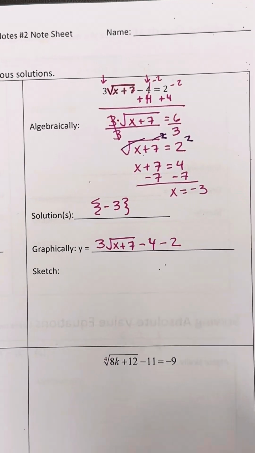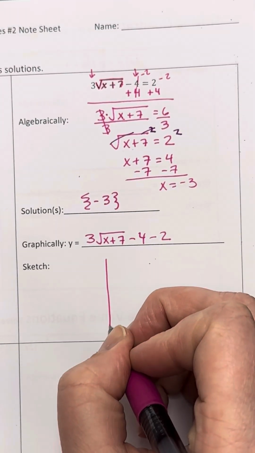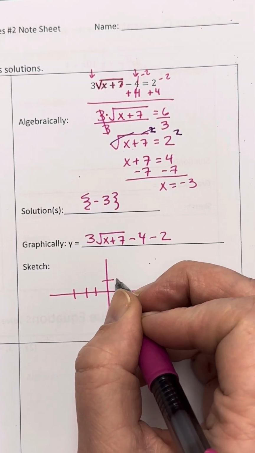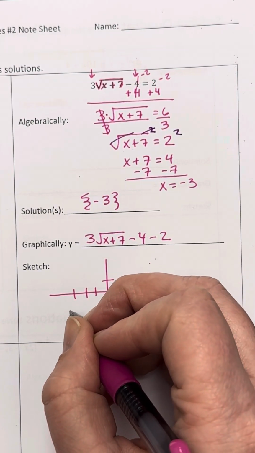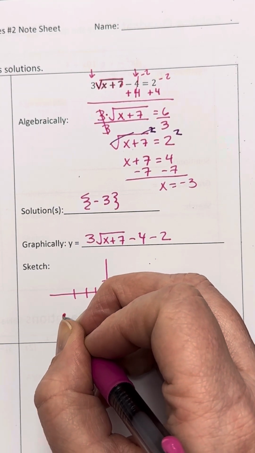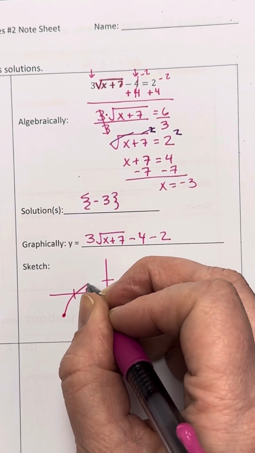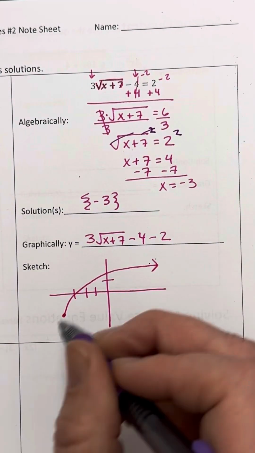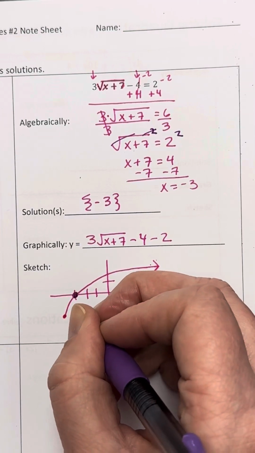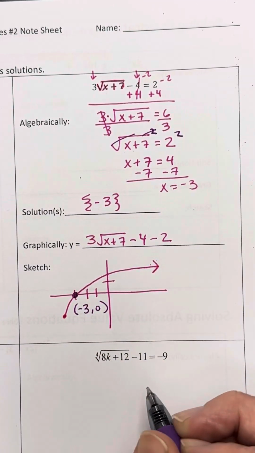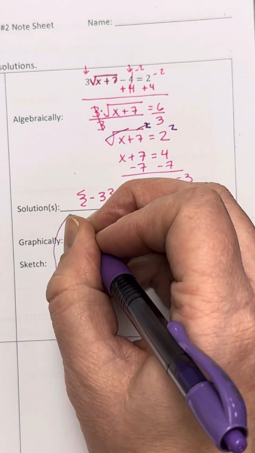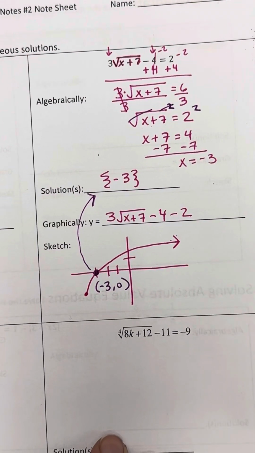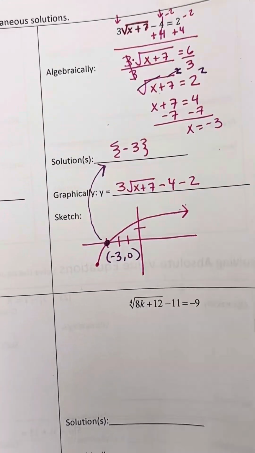So I'm going to sketch that. It's a square root function, so it kind of has a starting point and goes up like so. Just the important part is that it crosses the x-axis at -3, 0. And that should match the answer we got algebraically. If it does, we must be doing it right. If you're getting the same answer twice, odds are you're doing it correctly.